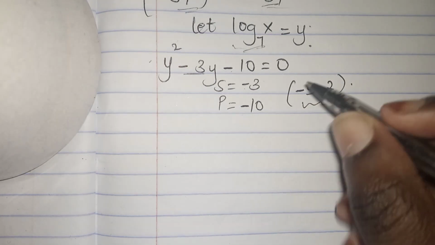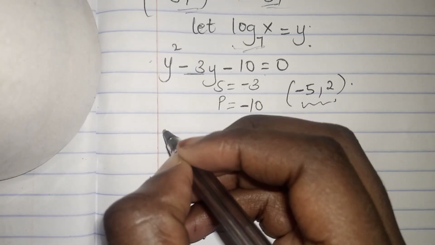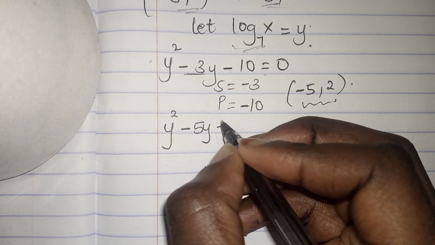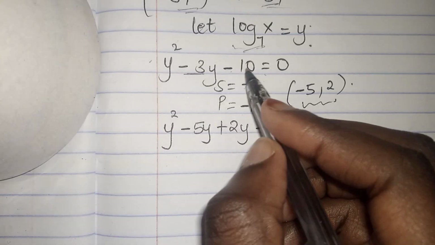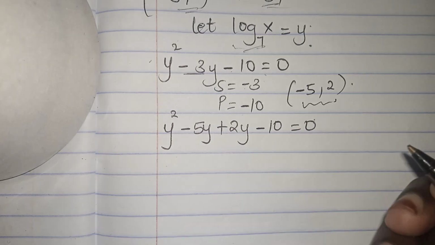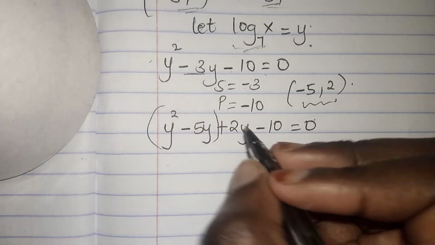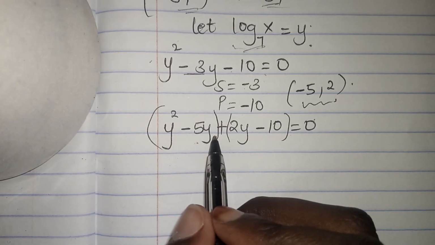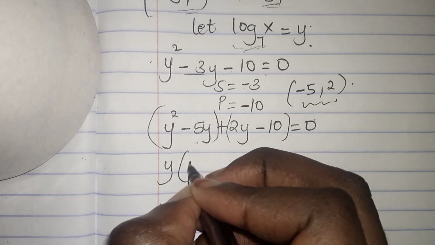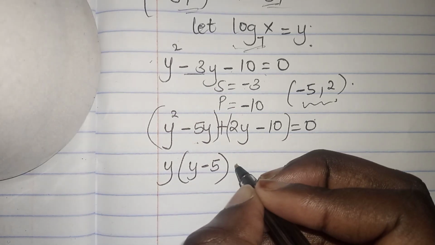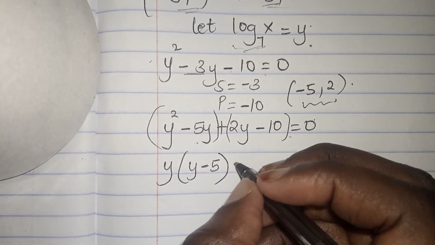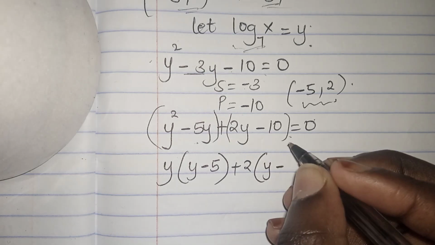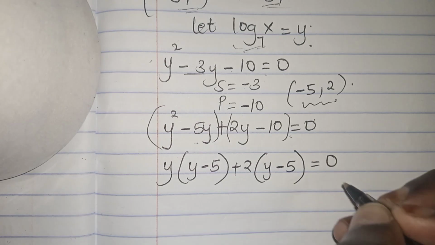So we shall substitute these numbers in our quadratic equation. And this will be y squared minus 5y plus 2y minus our constant here, which is 10, equals 0, right? We shall group. This is our first term, this is our second term. So for our first term, we shall factor out our common factor here, which is y. So y into y minus 5, and our common factor here is positive 2. So this will be y minus 5 equals 0, right?